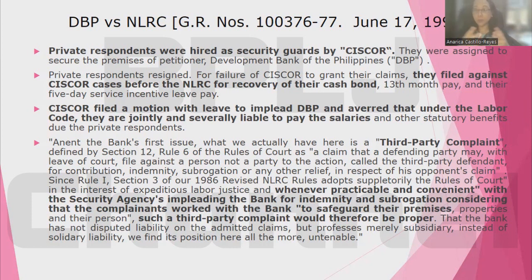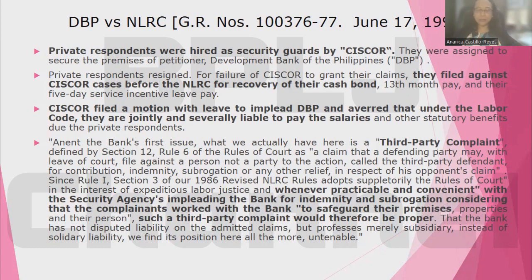Okay. For contribution, indemnity, subrogation. Whenever practicable and convenient, the security agencies may implead the bank for indemnity and subrogation, considering that the complainants work with the bank to safeguard the premises and property. Such a third-party complaint would therefore be proper.